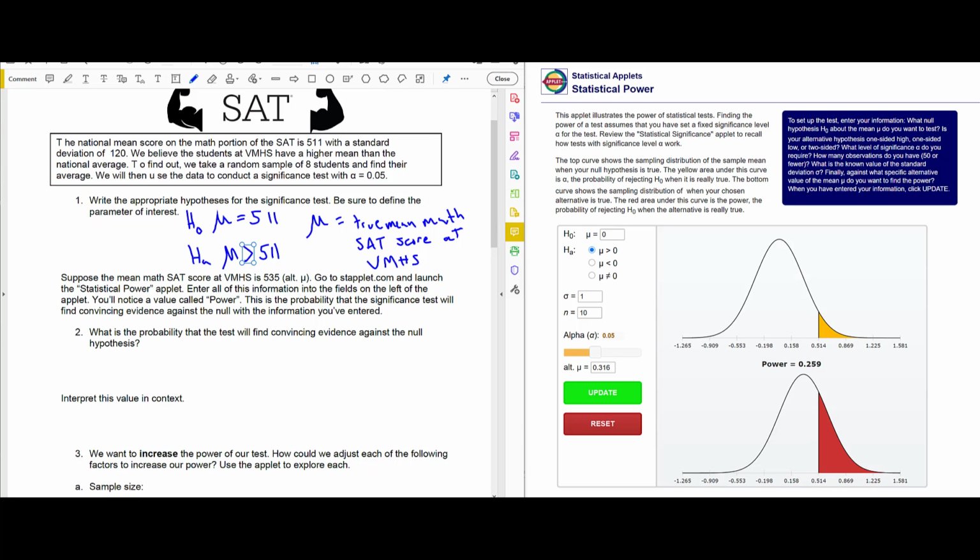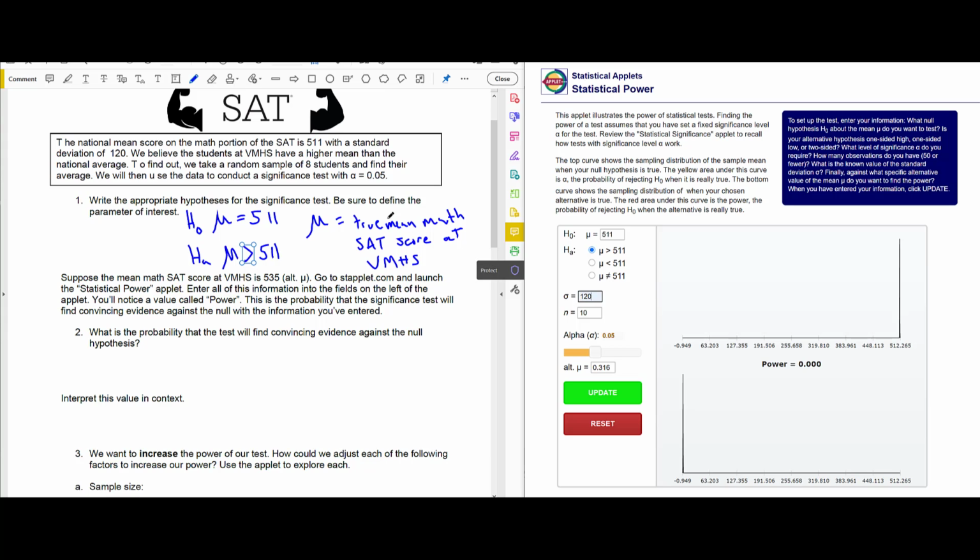So we're going to go to the applet over here, and we're going to enter the information and see what power we have. In the applet, the mean for our null is 511. Our alternative is greater than, it's already selected. Our standard deviation was 120, and our sample size was 8 students. Our significance level was 5. The only other difference here is our alternate mu, in other words the mean value at VMHS, so our math scores were 535. And we hit update. That gives us our power.